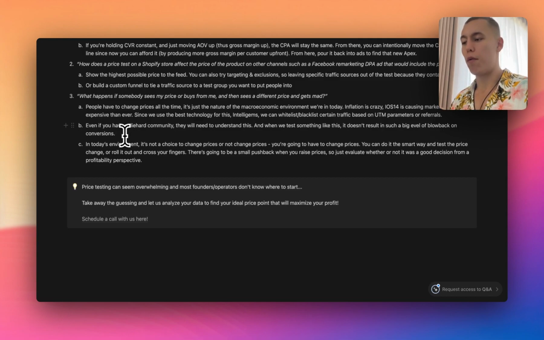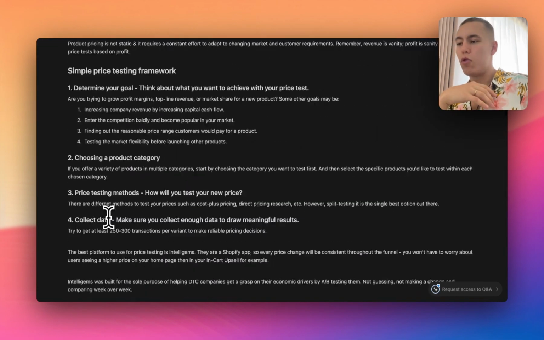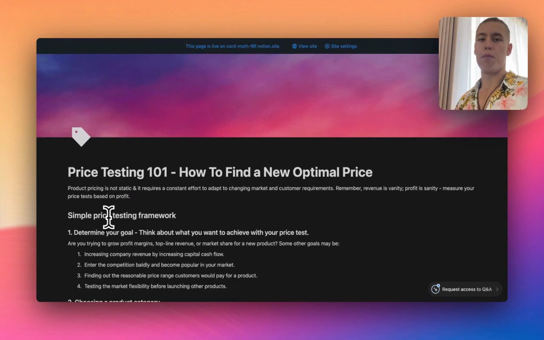But you're going to have a setback. You're going to get negative customer experience from this. But it doesn't make up for the increase in the profits. And also, one thing you have to know, you have to measure this with profit and not conversion rate.